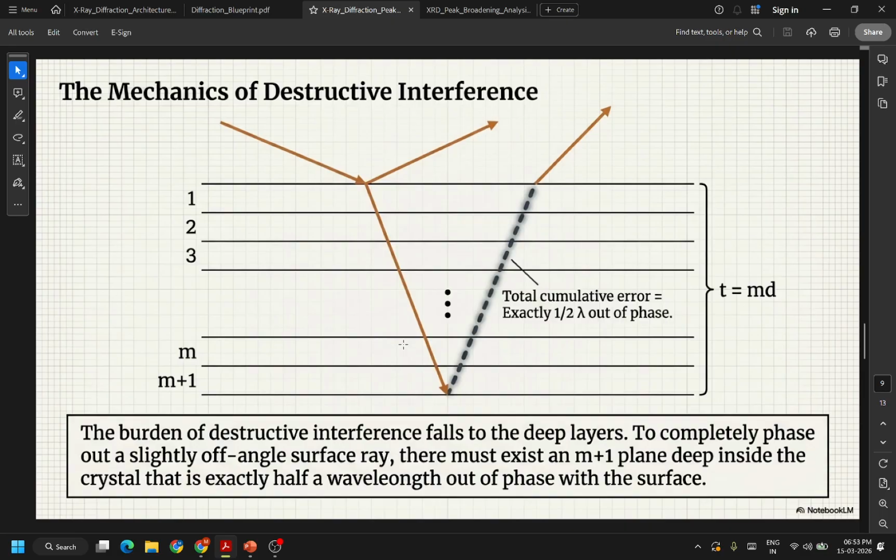So to completely phase out a single off angle surface ray, there must exist an m+1 plate deep inside the crystal that is exactly half a wavelength out of phase with the surface. So if we want to cancel out the surface ray, we need to have a deep plane that will cancel out this ray.